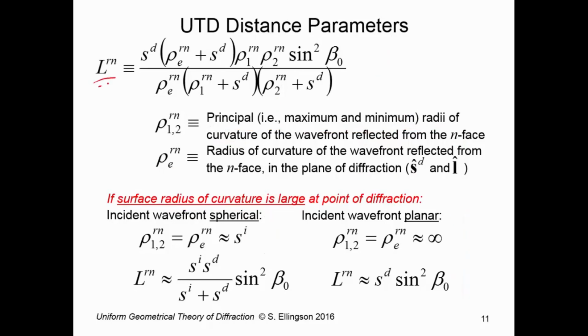Then finally, we have the distance parameter L super R n. Now, this is just like L super R naught. The only difference is now we're talking about reflection from the n face. So everything I just said applies again, except now we're talking about reflection from the n face of the wedge. Just as in that previous case, we get simplification for the spherical incident wavefront case and the planar incident wavefront case if we can assume that the surface radius of curvature is large at the point of diffraction.